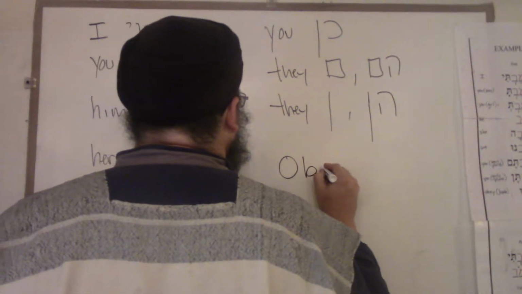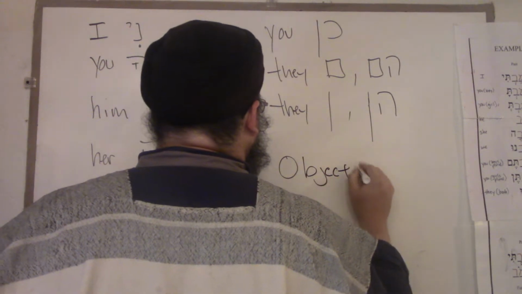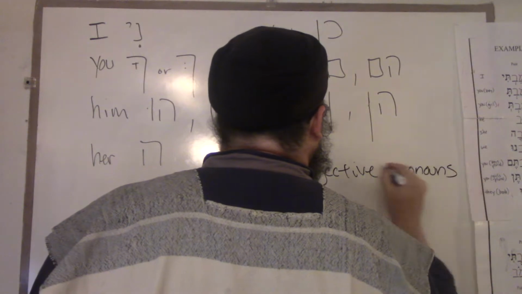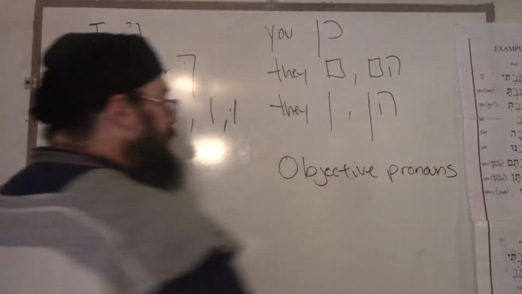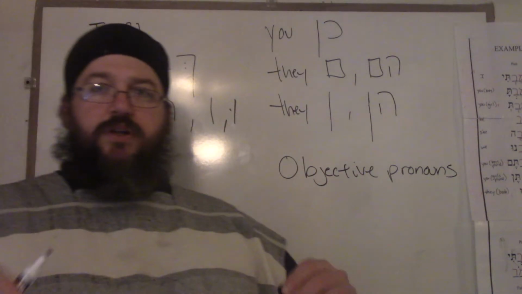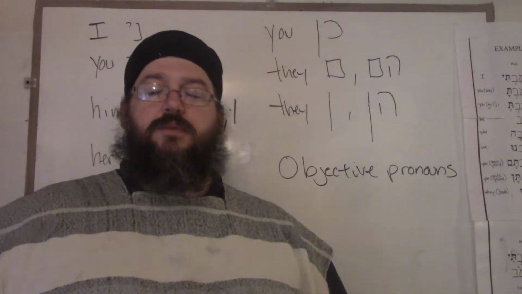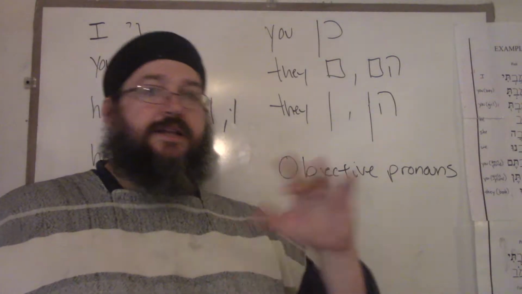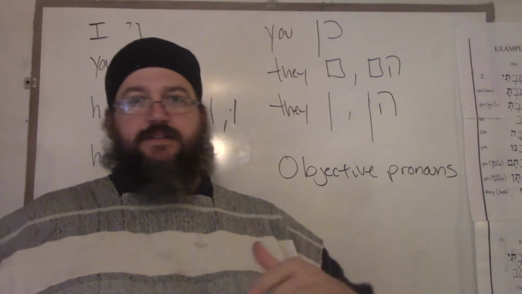Objective pronouns. In a real and correct form, objective pronouns are always going to be detached, or unattached, I should say. "Detached" doesn't exist.